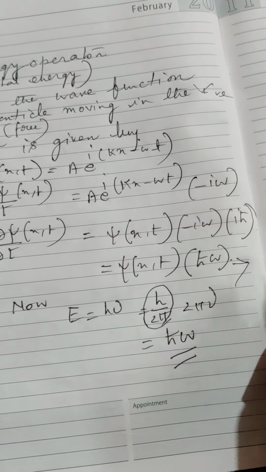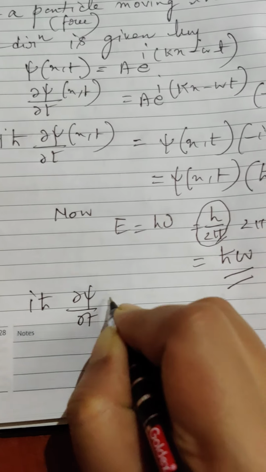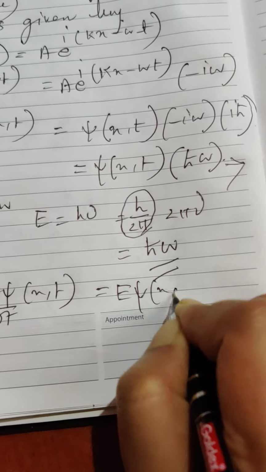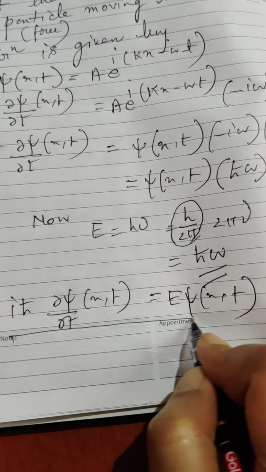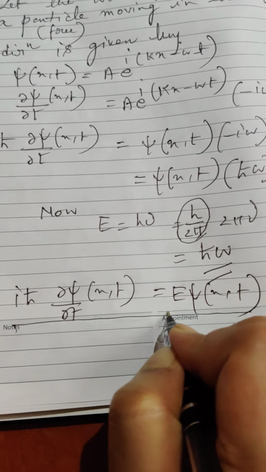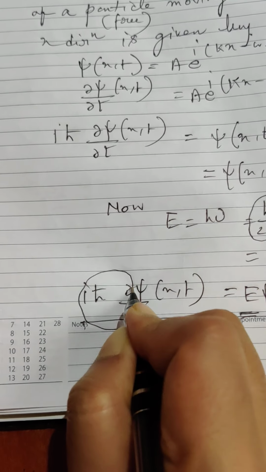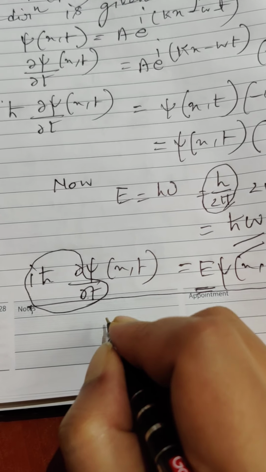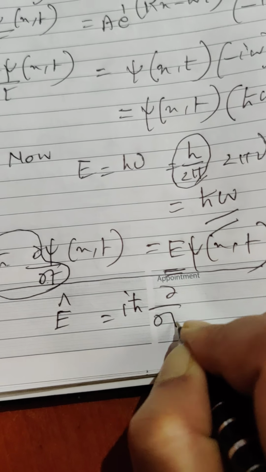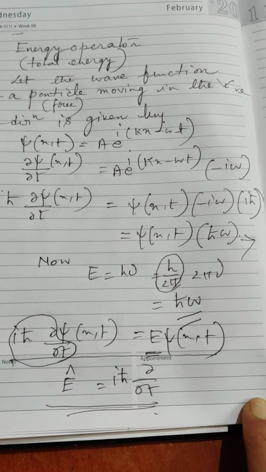Now come to here. iħ ∂psi/∂t, psi is a function of x, t, that we are getting as E psi(x,t). Now compare this equation on both sides, then what will you get? E equals iħ ∂/∂t. So here the energy operator E equals iħ ∂/∂t. So this is the quantum mechanical operator in terms of energy.